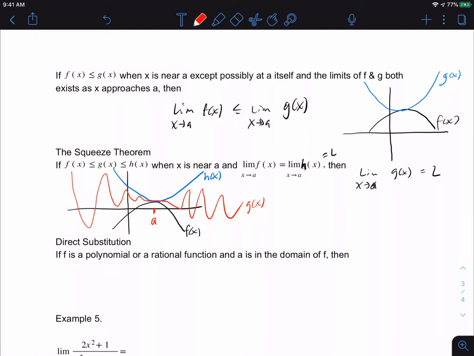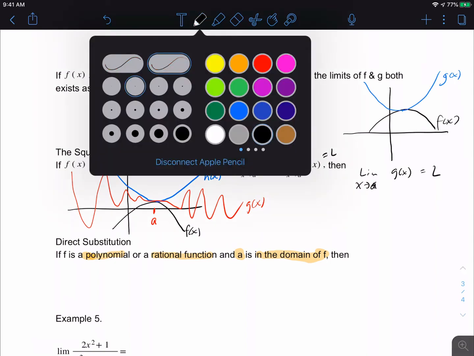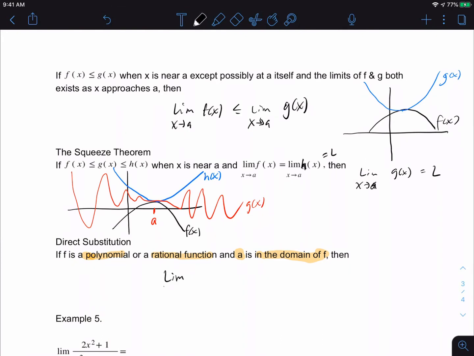We've done it already, but I wanted to point out when you can do it, and here's when you can do it. If you have a polynomial or a rational function, and the thing that you're plugging in is in the domain, meaning it makes it real, then we can do direct substitution. And what that looks like is this. If I take the limit as x approaches a of f of x, that will equal f of a. And f of a really is your y value, right? A is the x number plugged into the function. Right?